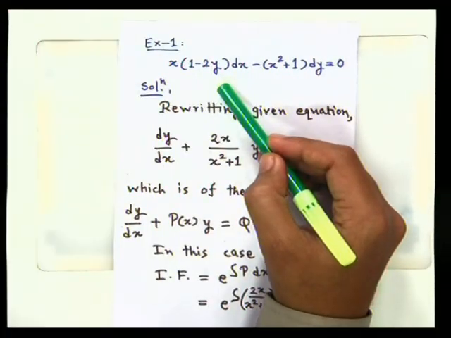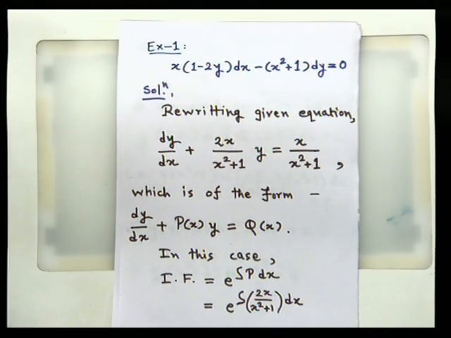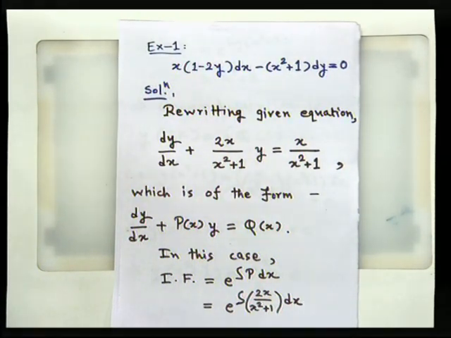Now let us see examples of Leibniz linear equation and Bernoulli's equation. So let us have the first example. The first differential equation is a differential equation of first order, first degree, and in the form m dx plus n dy equal to 0.